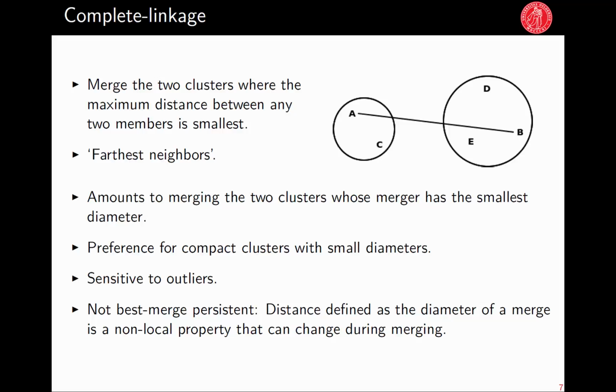In a sense, this amounts to choosing the clusters to merge that will result in a new cluster that has the smallest diameter. That's the intuition here. We'll also have a preference for more compact clusters with smaller diameters. One potentially negative effect of complete linkage is that it's more sensitive to outliers in our data sets, objects that are in the periphery compared to the other objects in our collection. And it does not have this nice property of being best merge persistent that we talked about for single linkage.